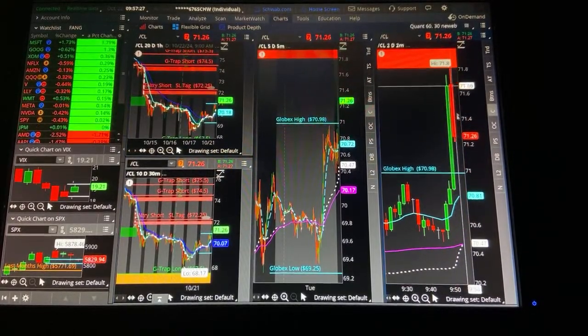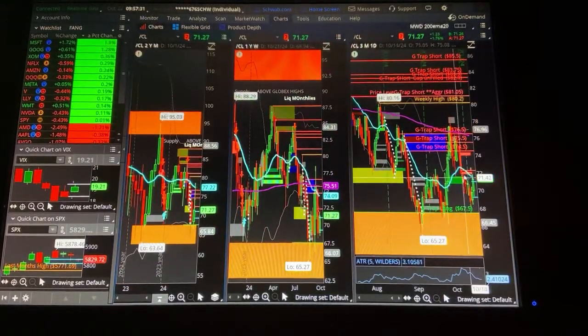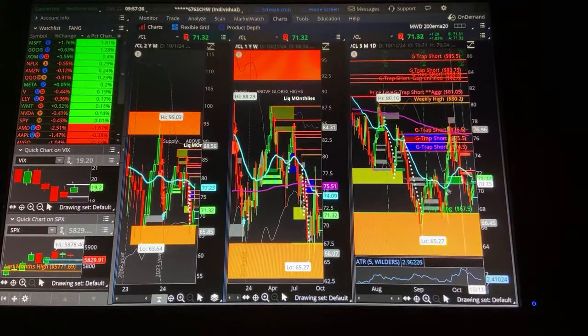Came in and reverting. It's hard for me to get excited in crude, man. It's just rangy. It's choppy. It's this, it's that.